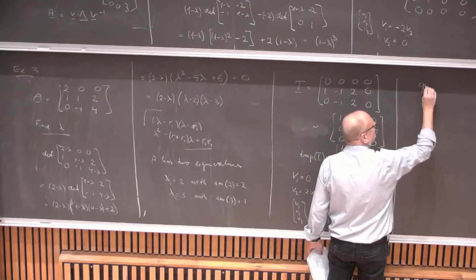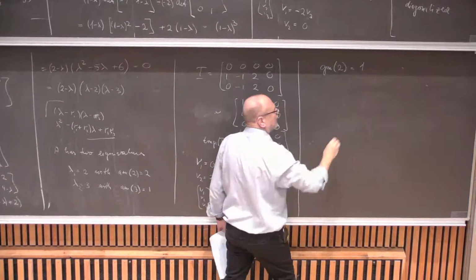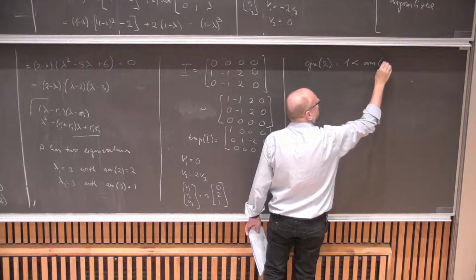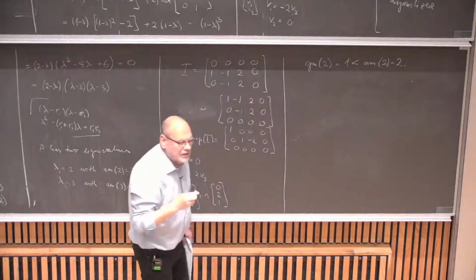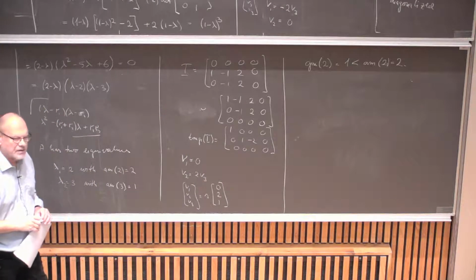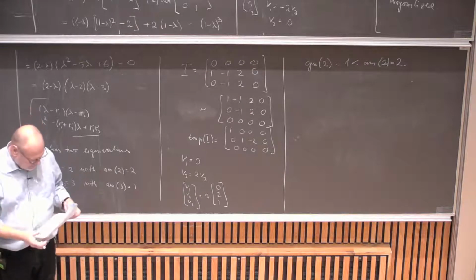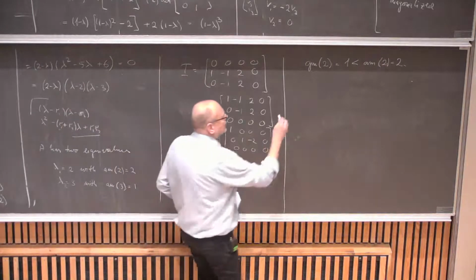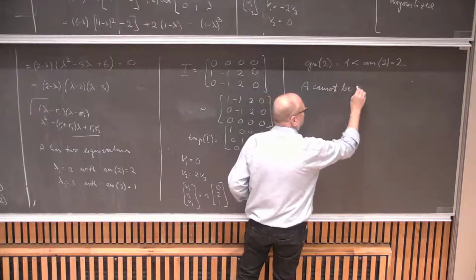So the geometric multiplicity of your eigenvalue is 1. And this is less than the algebraic multiplicity, which was equal to 2. So if you count the number of independent eigenvectors that you can actually get from this, you can only get 2. And A cannot be diagonalized.